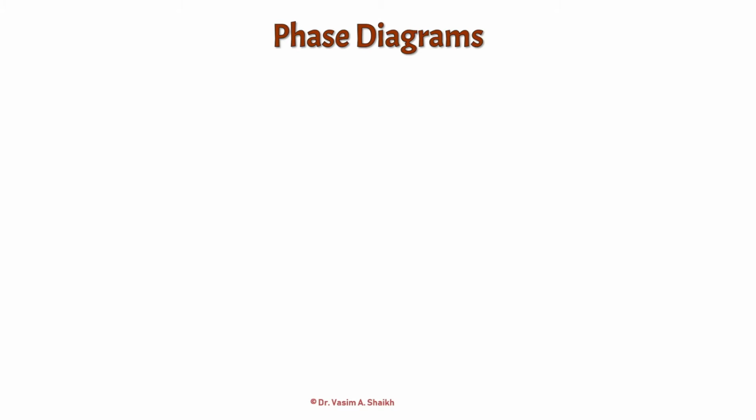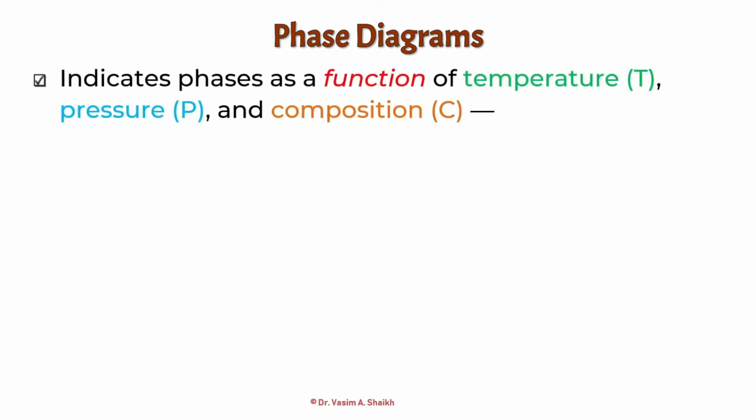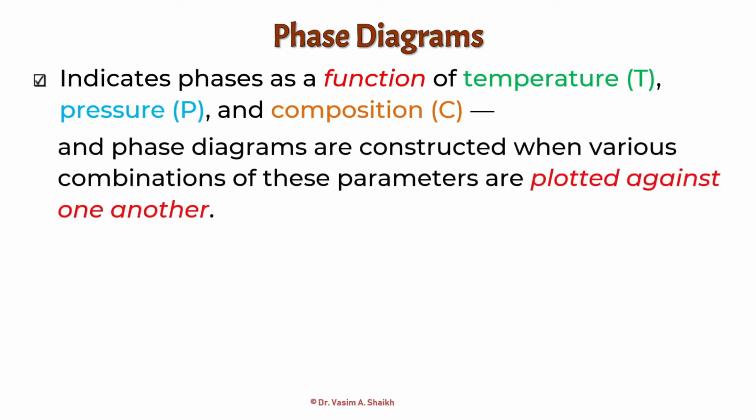So phase diagram mainly indicates the phases as a function of temperature, pressure and composition, and phase diagrams are constructed when various combinations of these parameters are plotted against each other. Generally the temperature and composition are varied and pressure is kept constant, and based on the composition and temperature we see the different phases on the phase diagram.